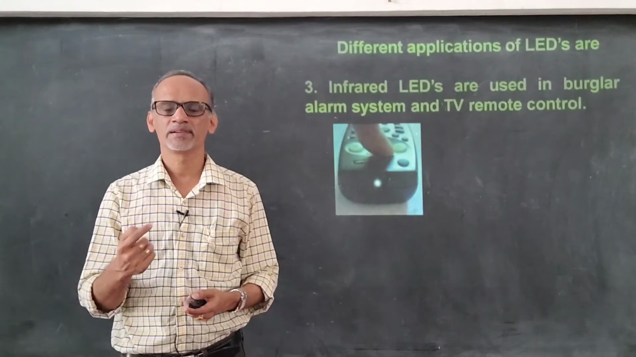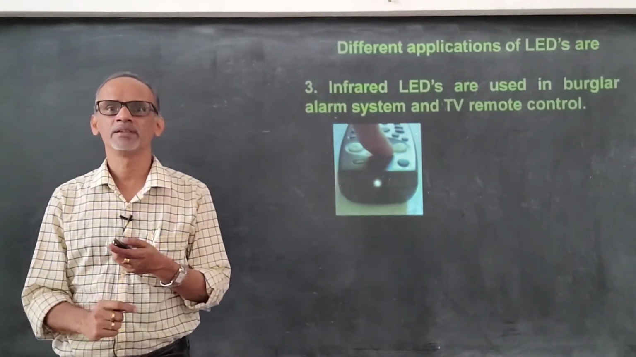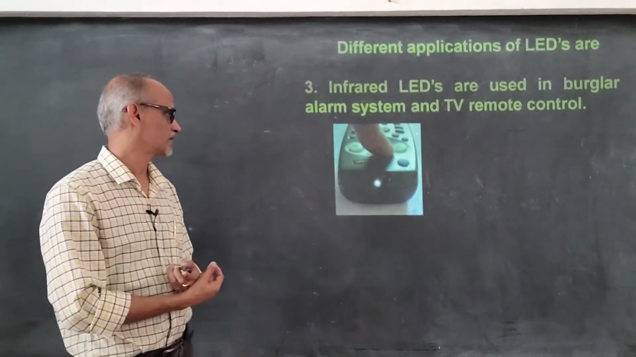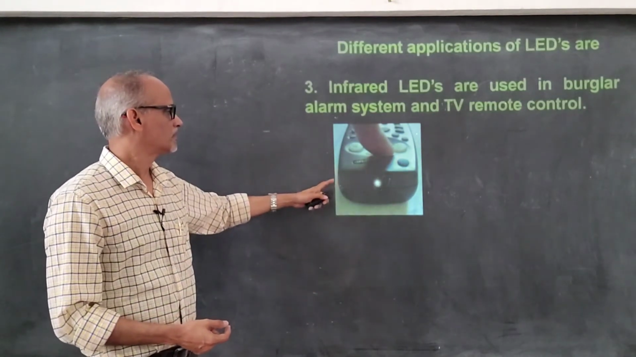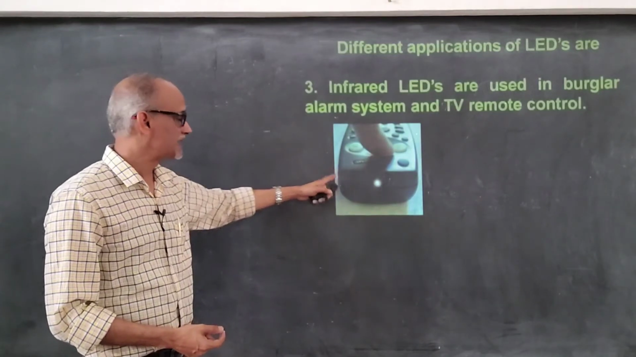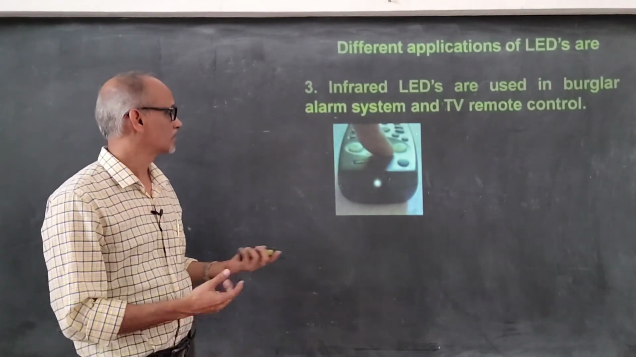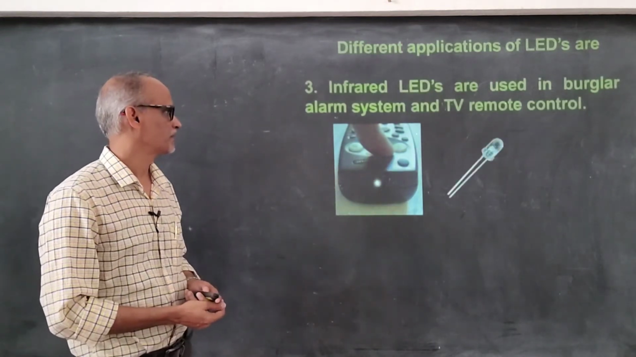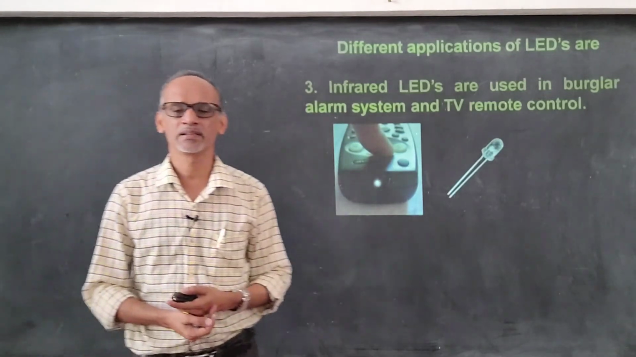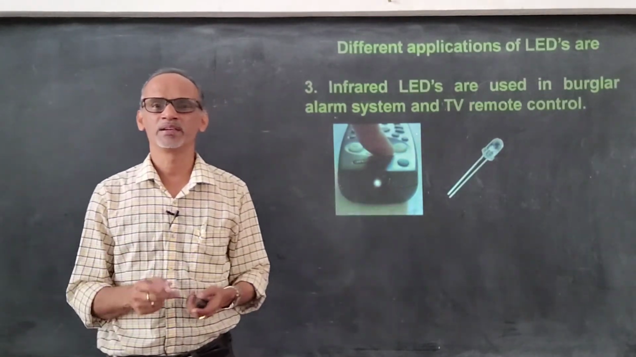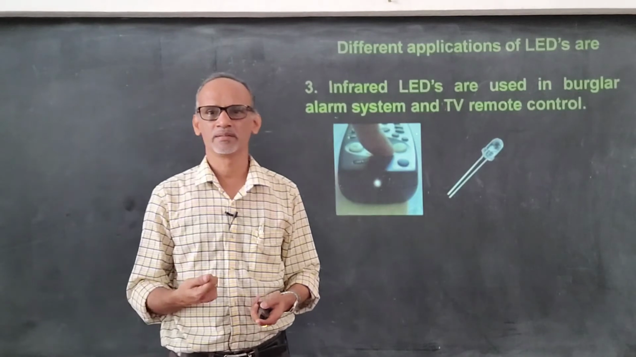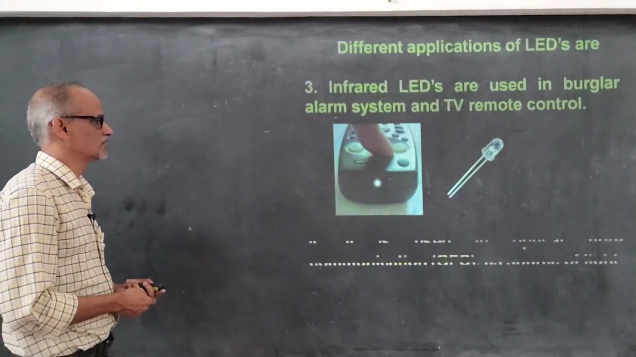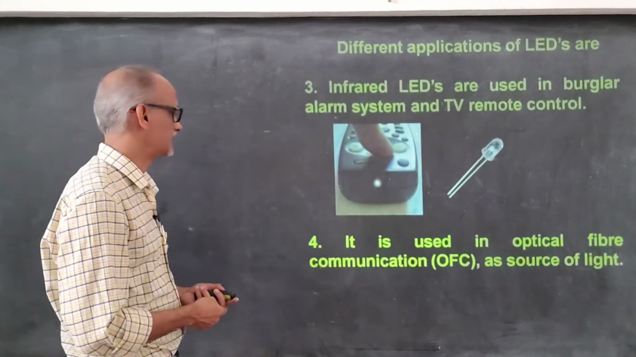But you can definitely hold it in front of a mobile camera, and you can see the red light coming out of it. Infrared LEDs are used in most remote controls, and since the light is invisible, they are also used in burglar alarm systems. Again, it just looks like any ordinary LED. You can't make out whether it emits visible light or infrared. So this is the third application of the LED.